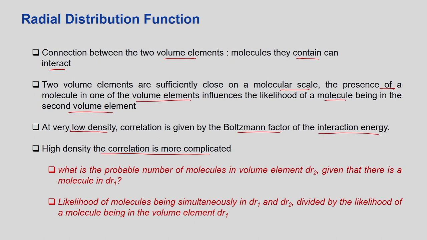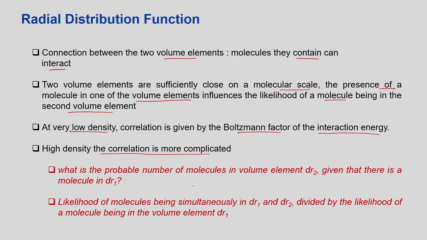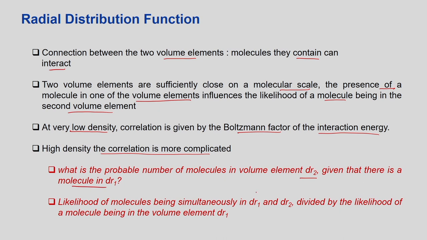Now let us put some more questions. Now I ask in an alternative manner: what is the probable number of molecules in a volume element? Earlier I was asking what is the probability of a molecule. Now I am asking what is the probable number of molecules. How many molecules are there in this elemental volume, given that there is a single molecule in dr1? So this brings us to the same problem. If you have a single molecule here, and this is, suppose, a sphere of influence, how many molecules are within its sphere of influence? It may be 2, 3, 4, 5, 6, how many? So how will you get that distribution? That is the question. But you have only one single molecule at the origin.